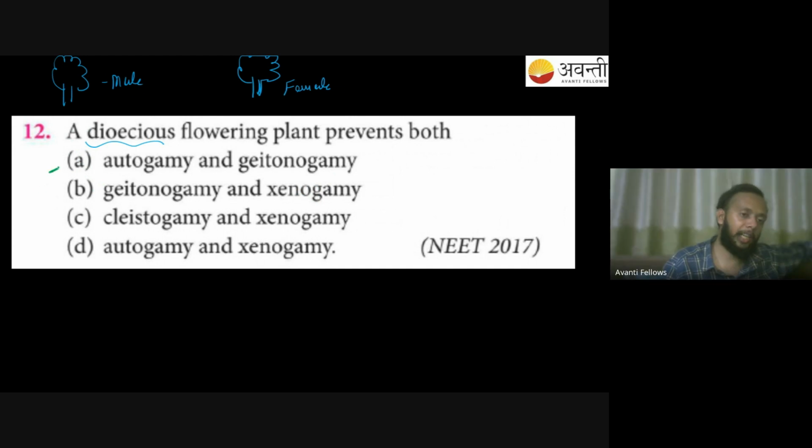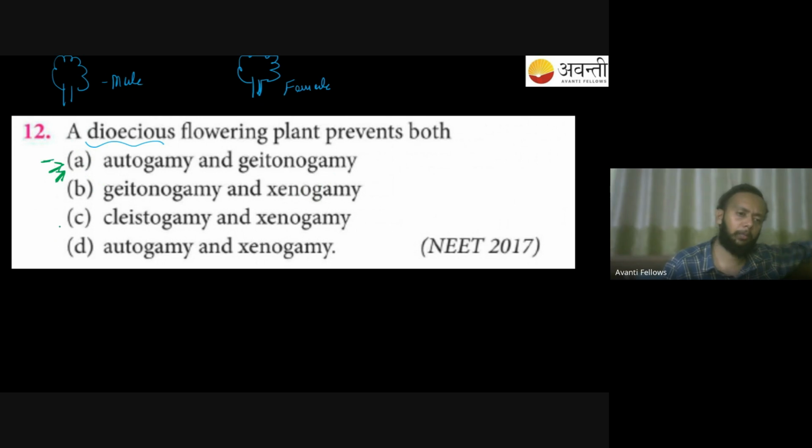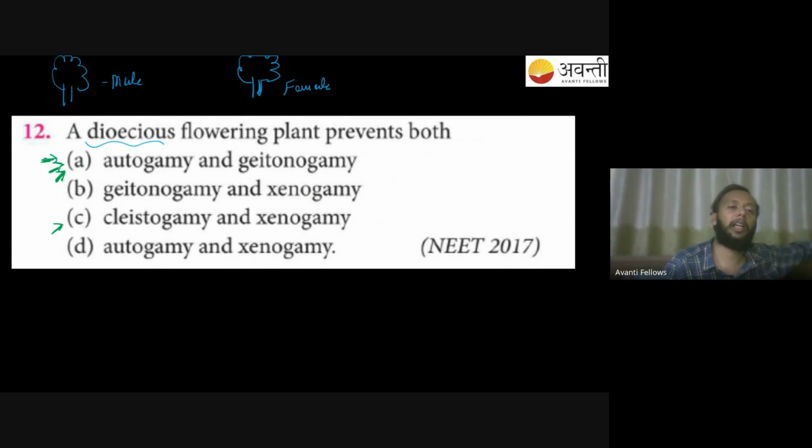What do you think, शिखा? क्या लग रहा है इसका आंसर? Sir, option A. Okay, मिसबा क्या लग रहा है? Option C. And option C. And गायत्री आपको? Sir, option A, sir. Option A, beta. Option A, right? Option A will be correct.